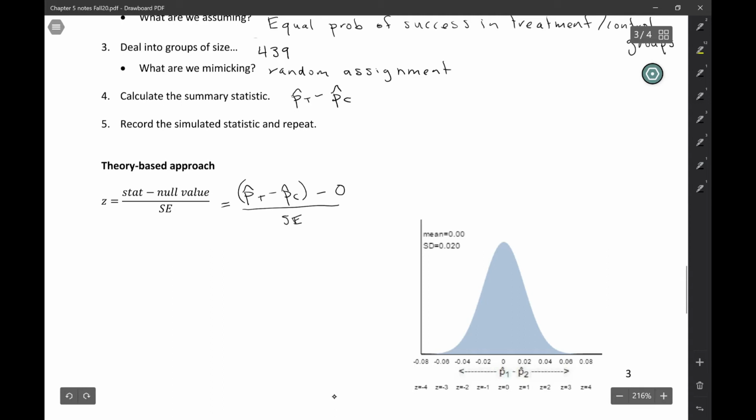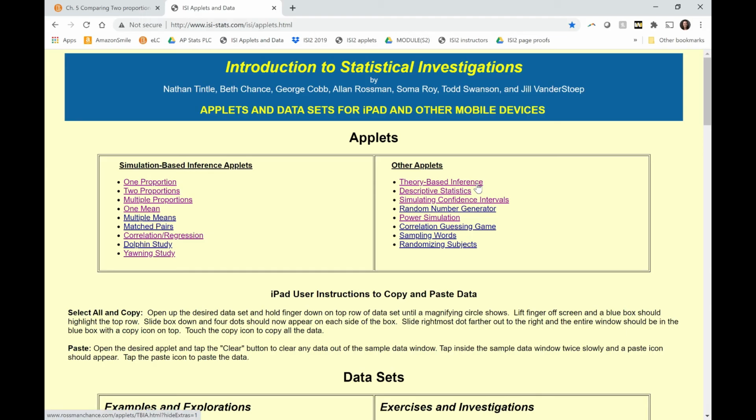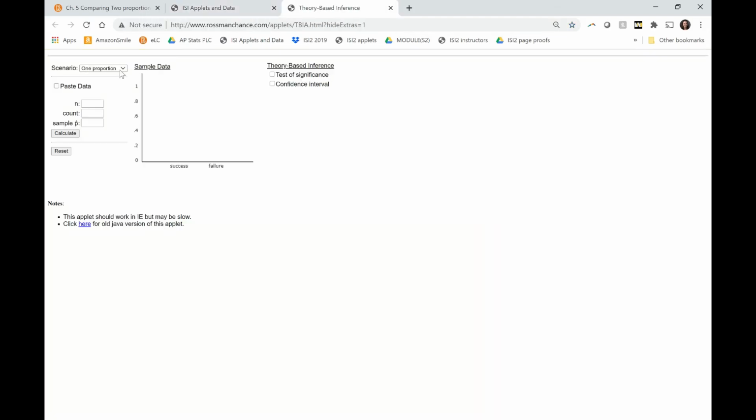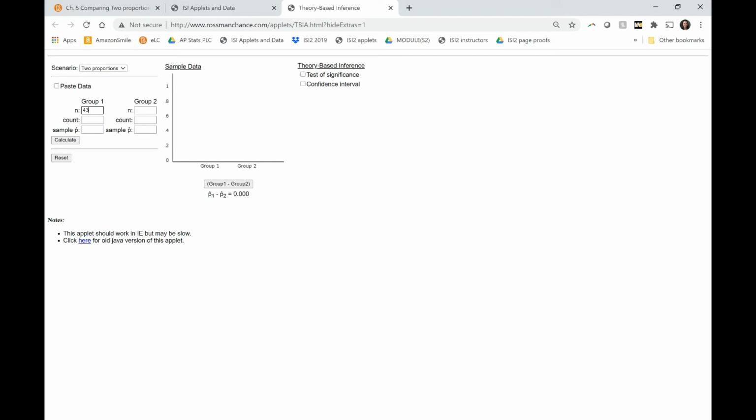In other situations, we have calculated this by hand when the formula wasn't too bad. In this case, the formula is a little bit complicated, so let's just let an applet do this for us. I'm going to the theory-based inference applet, and I'm changing the scenario. We've used one proportion and one mean in the past. Here we're going to use two proportions. We put in our sample size, and it'll actually do the counts for you. For example, if you put in 0.15, it'll tell you that the count would have to be 66. And we'll do the same thing over here, 439, 5% of them quit, so that's 22.